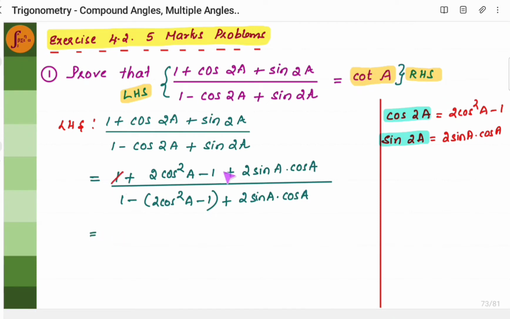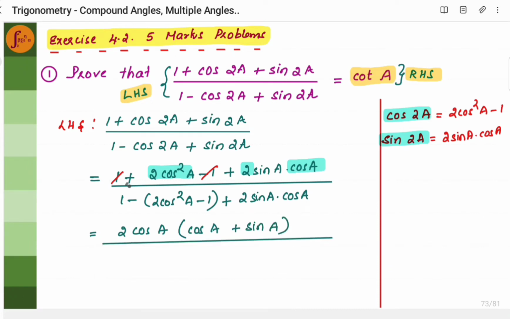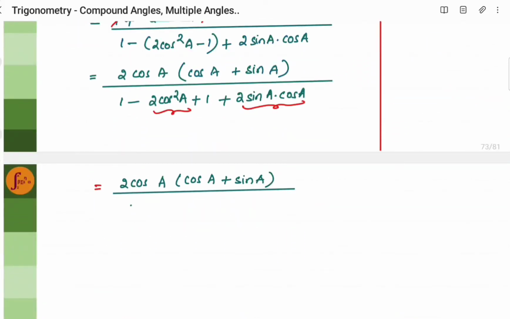Now, 1 and minus 1 will get cancelled. If you notice, 2 cos a is common here. We'll take 2 cos a as common factor and we'll get 2 cos a into (cos a plus sin a). Now let's expand the denominator. We get 2 cos square a minus and minuses plus 1 plus 2 sin a into cos a. So we'll get 1 plus 1 is 2. And let's copy the rest.